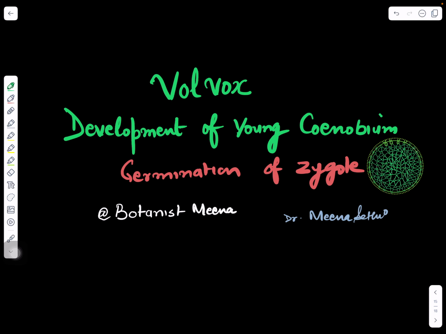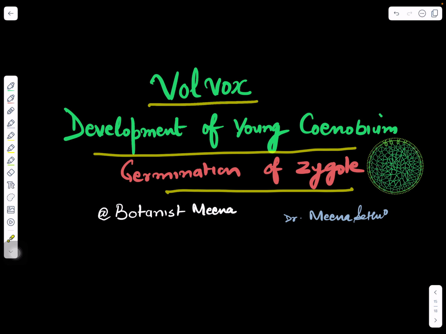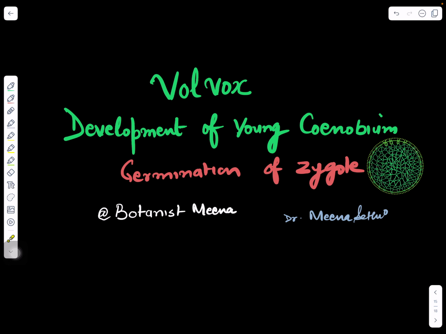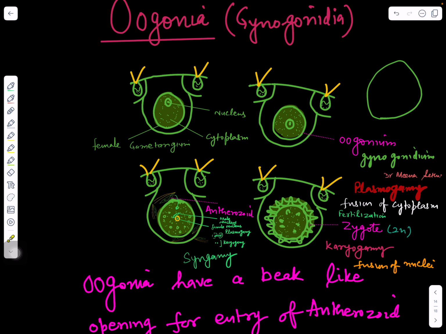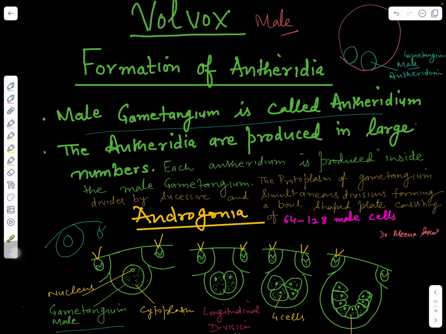In this video, we will discuss the formation of young coenobium after germination of zygote in Volvox, which is a member of green algae, and how this zygote is produced. We have discussed this in the previous videos. Briefly, I'll tell you how this zygote is being produced.